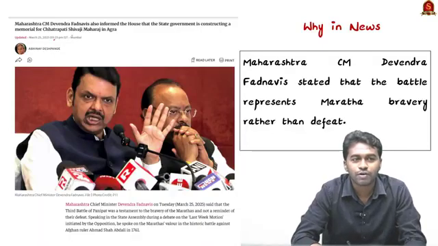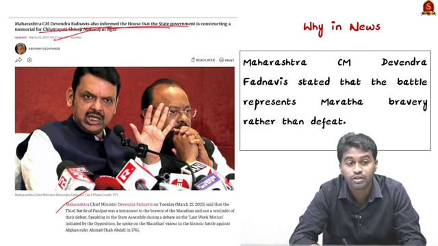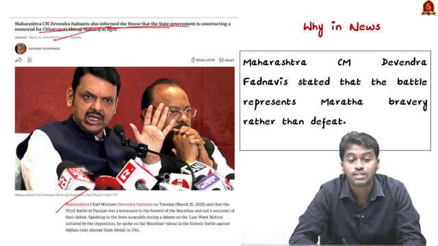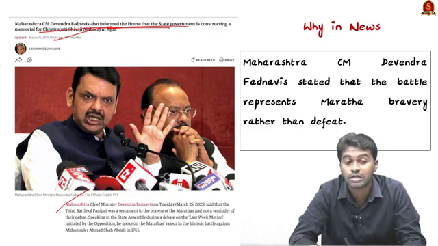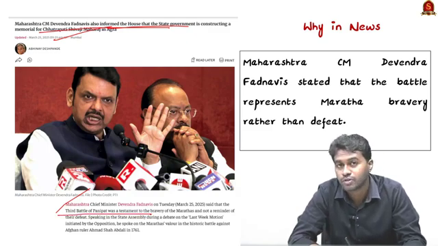Maharashtra CM Devendra Fadnavis also informed the House that the state government is constructing a memorial for Chhatrapati Shivaji Maharaj in Agra. And in the meeting, the Maharashtra CM also mentioned that the third battle of Panipat was a testament to the bravery of the Marathas and not a reminder of their defeat. So the topic for the discussion is the third battle of Panipat.